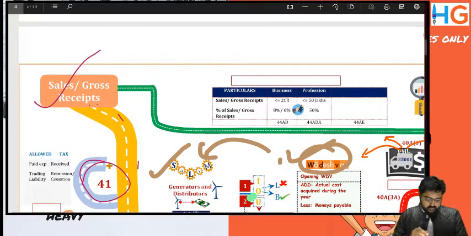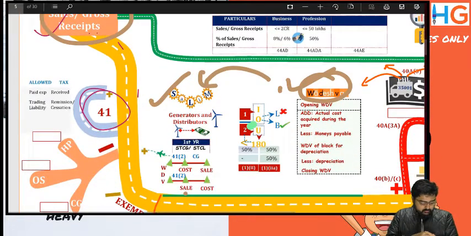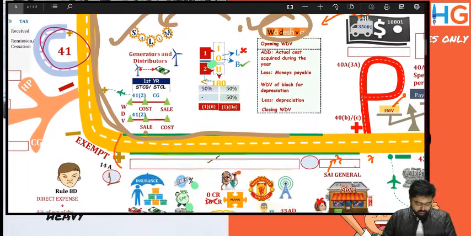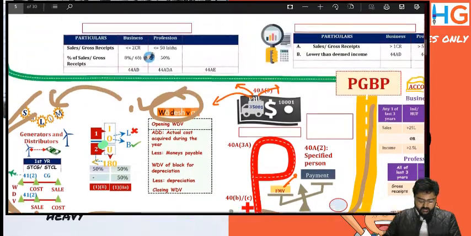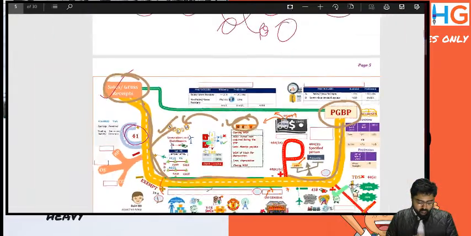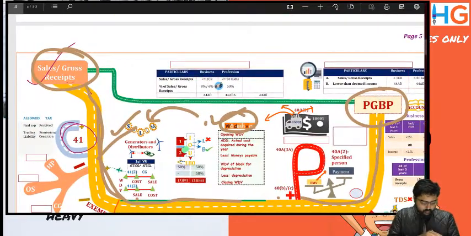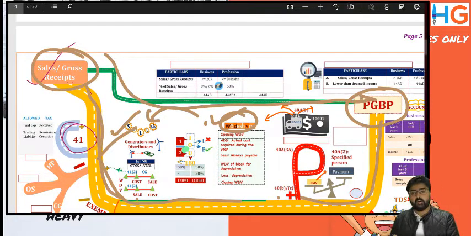There's a shortcut method to compute PGBP, I'll tell you. In the longer method, we go through sales, we go through expenses, we go through income, permanent and temporary disallowances, and then we reach PGBP. What other option do we have? We will go directly from sales to PGBP. This is called presumptive taxation.